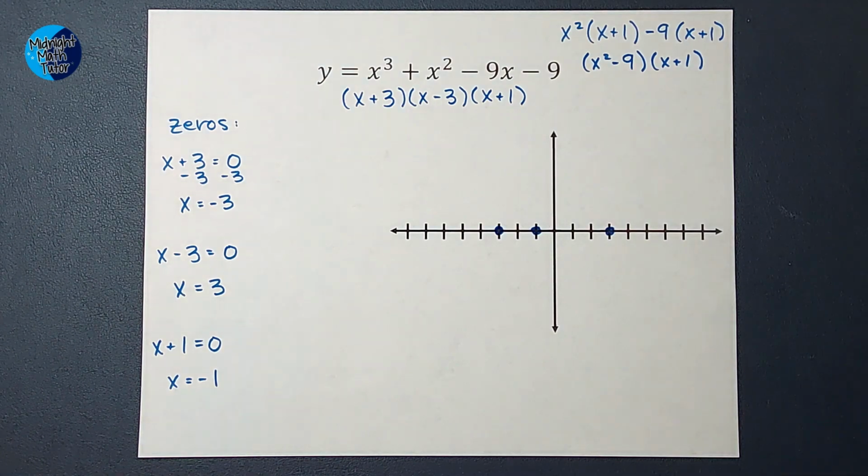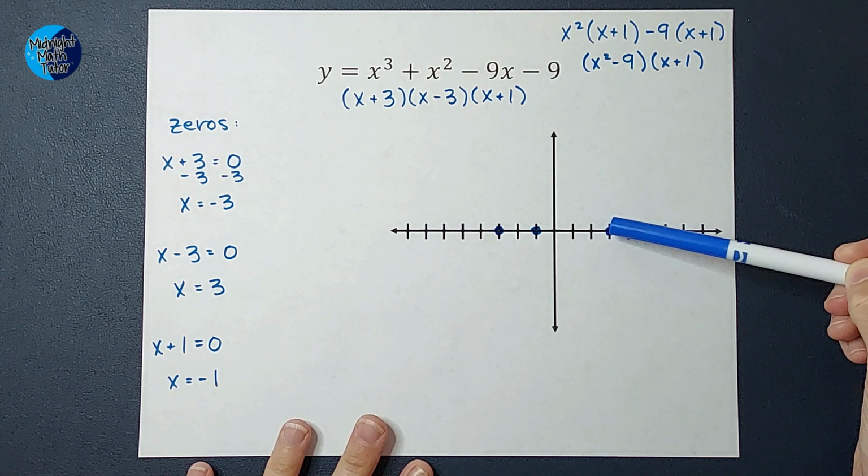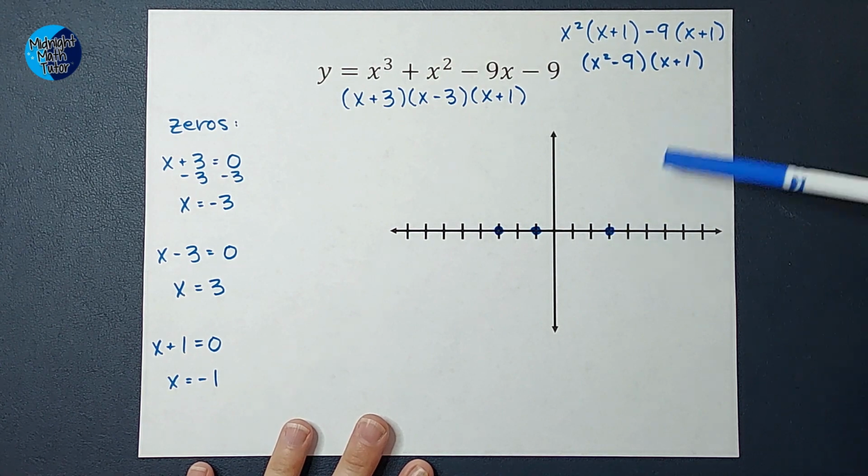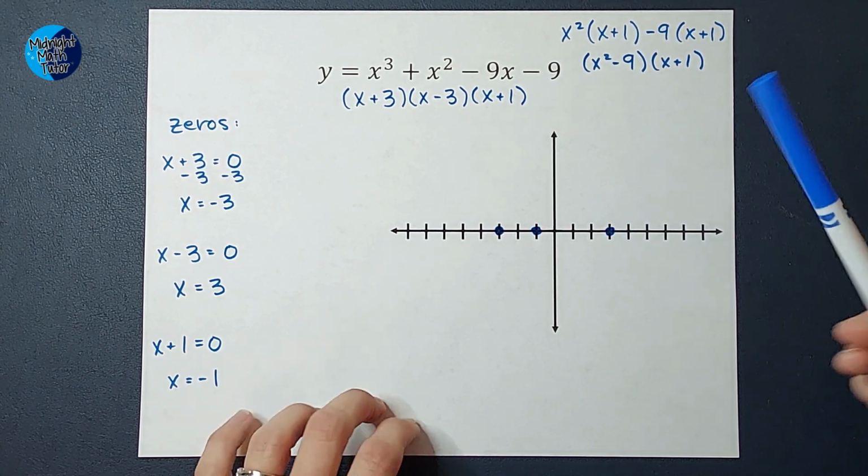So when we're doing end behavior, we start with the right side of my graph. So we want to know, is my graph going to go up from this point or down from this point?